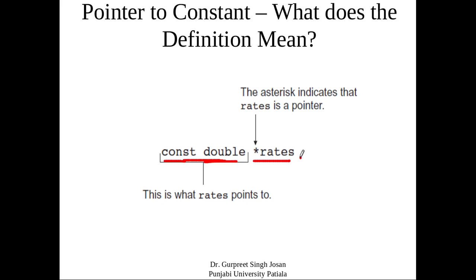This does not mean that rate is a constant. The rate variable's value can be changed, so you can put different addresses in the rate variable. The value of the pointer can be changed, but if it is pointing to some constant variable, then that constant value cannot be changed.